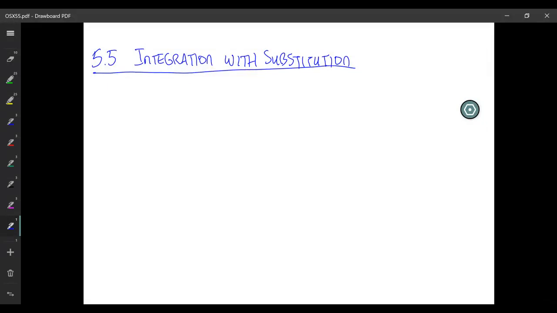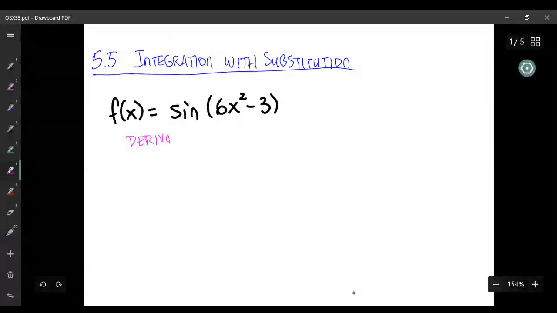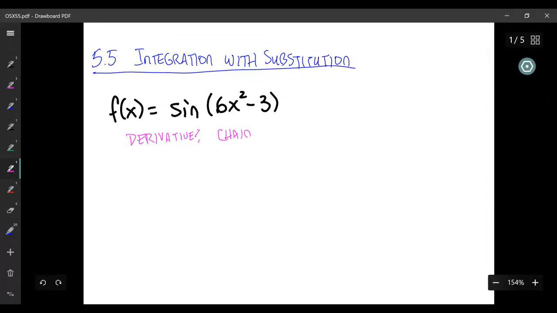All right, so let's start with a quick overview. So let's go back to just derivatives. Suppose we had a function f of x equals sine of 6x squared minus 3. All right. If I were to take the derivative, what we'd have to do is use a chain rule, right? Because you have the sine of some function.